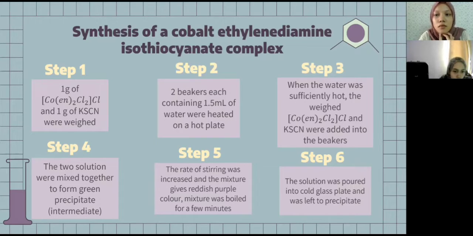The two solutions were mixed together to form a green precipitate, which is an intermediate. When the rate of stirring was increased and the mixture gave a reddish purple color, the mixture was boiled for a few minutes. And the last one, the solution was poured into a cold glass and left to precipitate. Next.